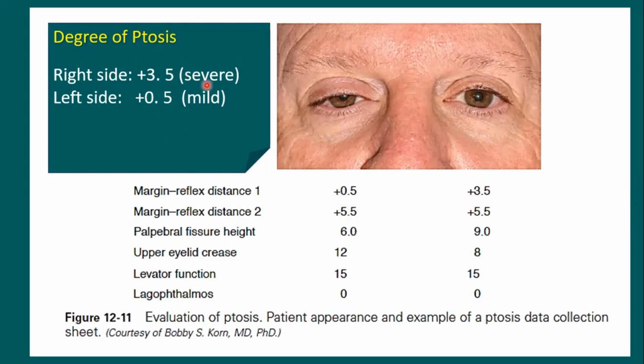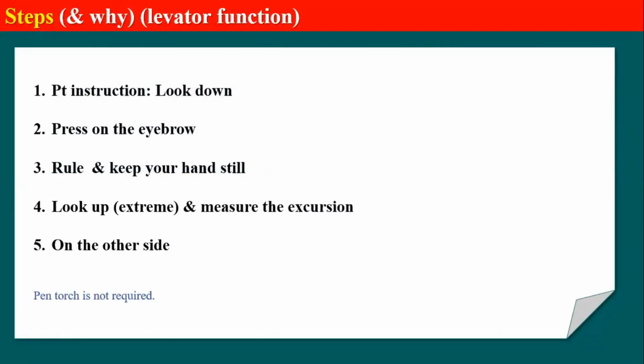By the way, you have to mention the degree of ptosis in millimeters. So you have to add millimeters and mention the grade, like severe, mild, or moderate. This is how we document the finding. The second important step in measurement is to measure the levator function. And we said it's better to say upper eyelid excursion.